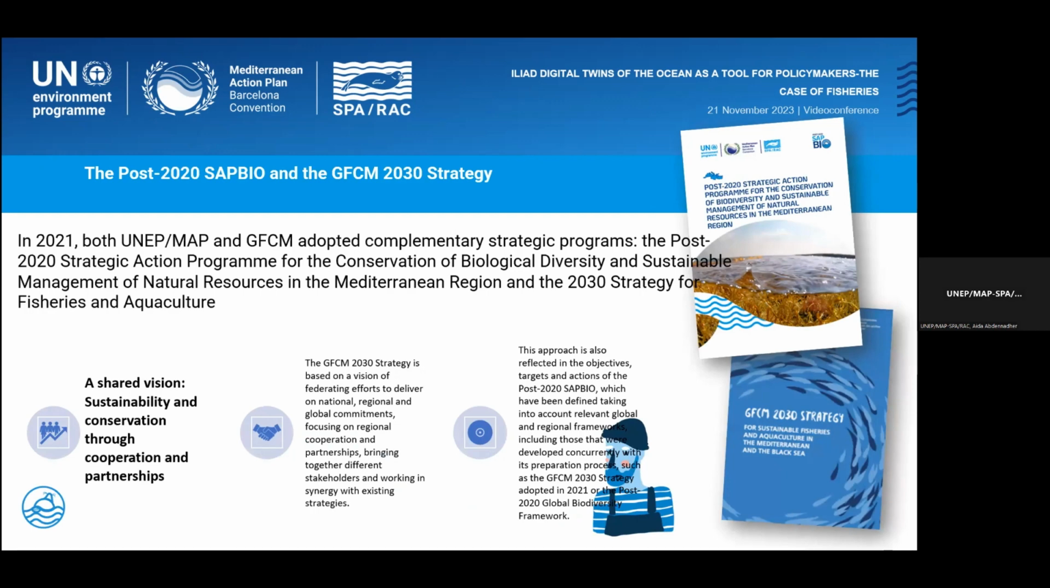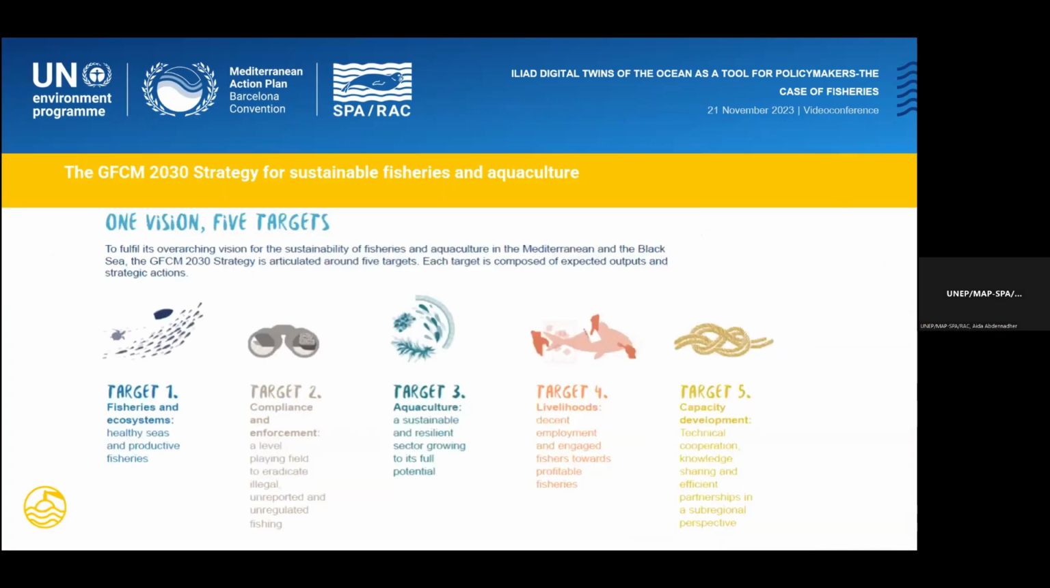The post-2020 SAPBIO and the GFCM 2030 strategy both were adopted in 2021. They are complementary strategic programs as the SAPBIO and the strategy of fisheries and aquaculture share a common vision, which is the sustainability and conservation through cooperation and partnership. As presented by Nicola, the GFCM strategy is articulated around 5 targets, which are fisheries and ecosystem, compliance and enforcement, aquaculture, livelihood, capacity and capacity development.